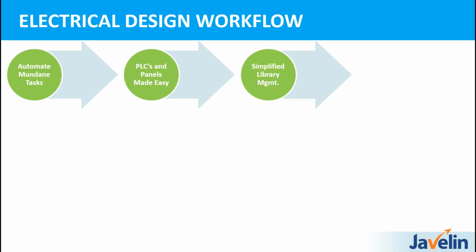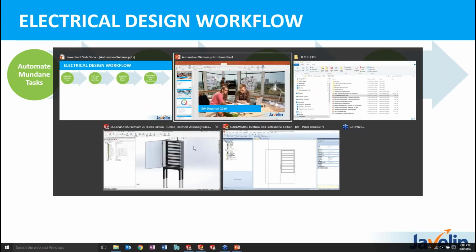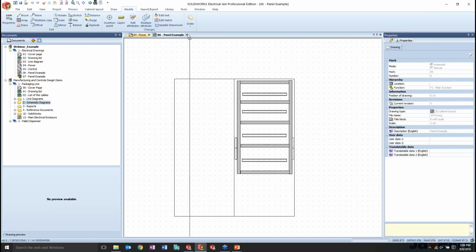The typical design workflow that we recommend for SOLIDWORKS Electrical, to look at it at least, and go through in a demonstration, is: automate tasks. What do we do? How do we do that? PLCs and panels, simplified library management, and of course the automation of reports and documentation. We'll cover the very basics of the rest of the sections. We'll get into panels more today, but of course, to design a panel, we do need some schematics. So let's get into the schematic section.